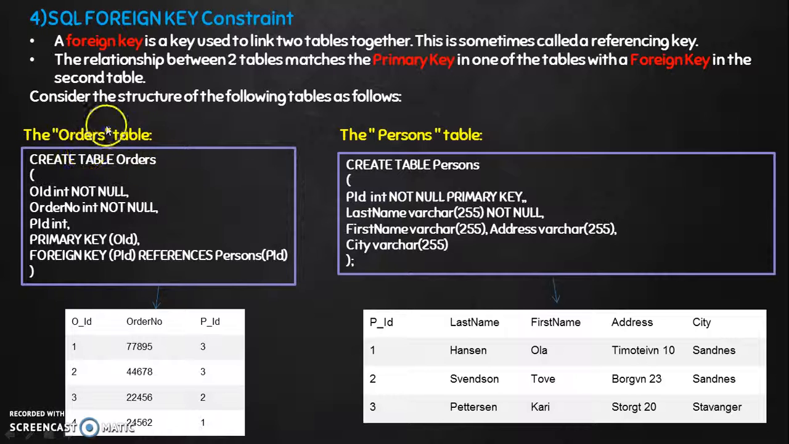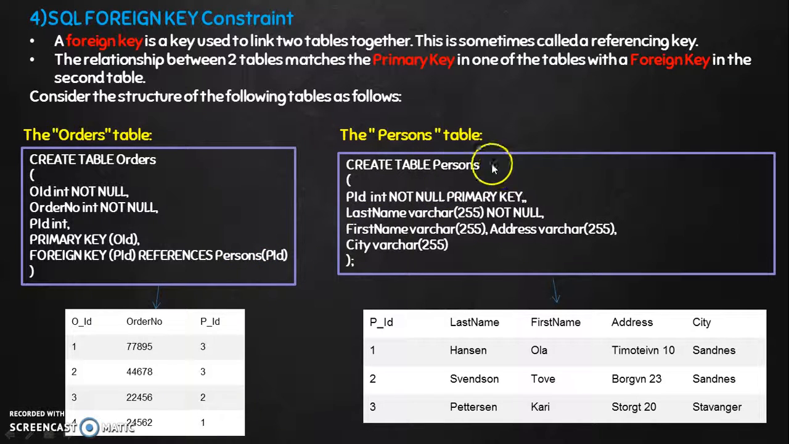For example, consider the orders table as same as previous, with the different types of constraints, not all constraints. If I want to include another table's primary key as a foreign key, we have to mention the foreign key along with what attribute we are taking as a foreign key. So what does it reference? It references the primary key which belongs to the persons table. This particular PID is a primary key of the persons table.